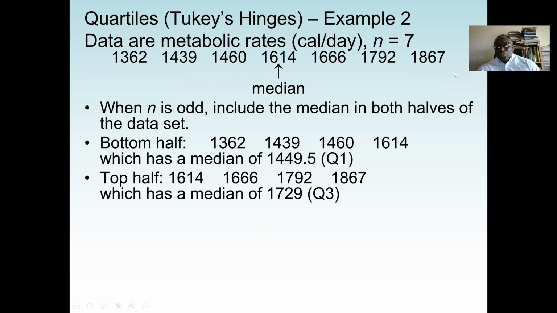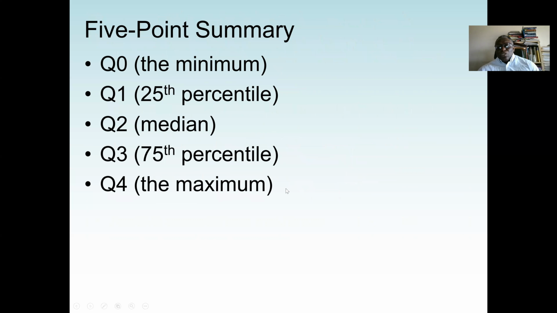Then we go to the upper side. We start with 1614, 1666, 1792, 1867. Then the middle value again will be two values, 1666 and 1792. So add the two numbers, 1666 plus 1792 divided by 2, that will give me 1729. So that will give me the Q3. So now we know how to find the Q1, Q2, and Q3. Now to find the interquartile range, we take the difference of Q3 minus Q1.